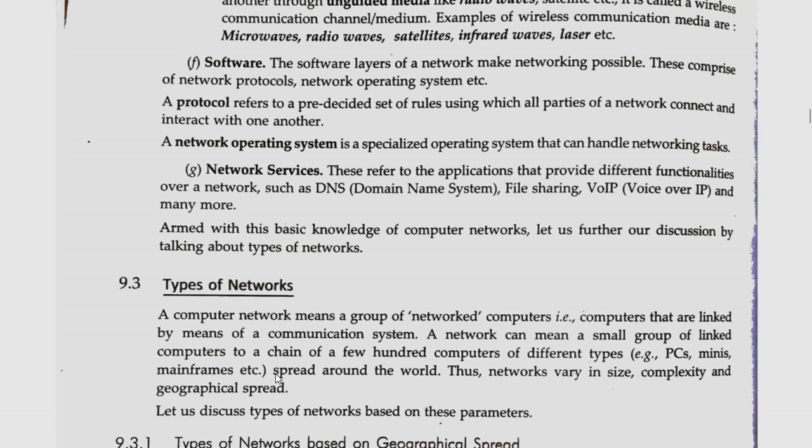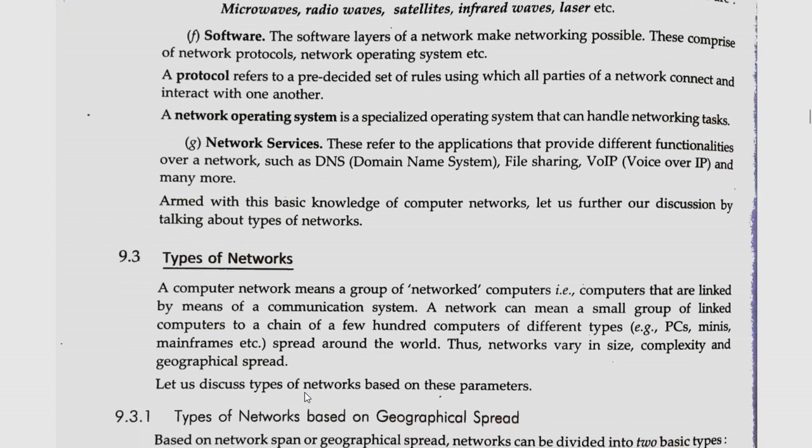Networks vary in size, complexity, and geographical spread. This network can vary according to its size, how big the network is, and its complexity, that is, whether the network is comprised of many systems or not, or how complex the procedure of connecting the networks is, and also the geographical spread. The geographical spread means how much area it takes to create a particular network. So now let's discuss the different types of network based on these parameters.